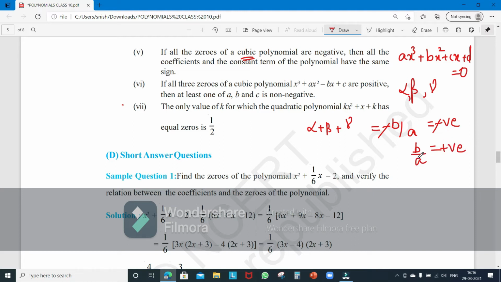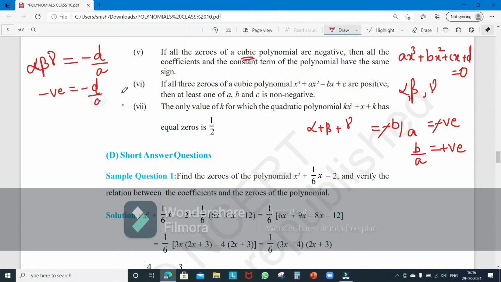Right? So it can be that both b and a are positive or both b and a are negative. So this is the first conclusion that you will get. Next, let's take the case of the product of roots, alpha beta gamma, 3 at a time, right? So this will be minus d by a. Okay, alpha, beta, gamma all are negative, so negative into negative into negative will be negative.